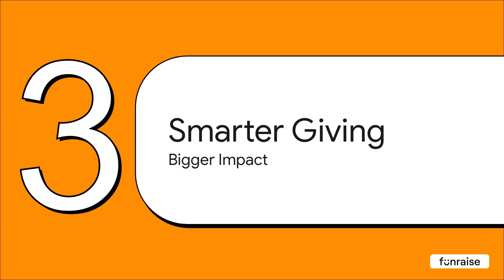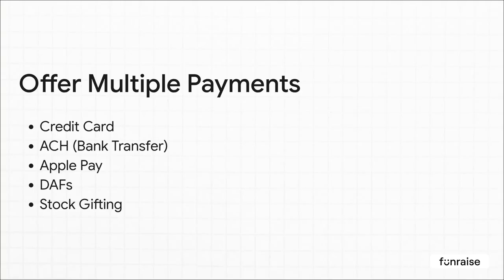Okay, now for the really fun part, the brains of the operation. This is all about making the giving experience smarter, so you can unlock a much, much bigger impact. The golden rule here is pretty simple. Let your donors give how they want to give, right? Whether it's a quick tap with Apple Pay, a classic credit card, an ACH bank transfer, or even bigger things like donor advised funds or DAFs and stock gifting. When you offer these choices, you're making sure you never turn away a gift just because of some small logistical hurdle.